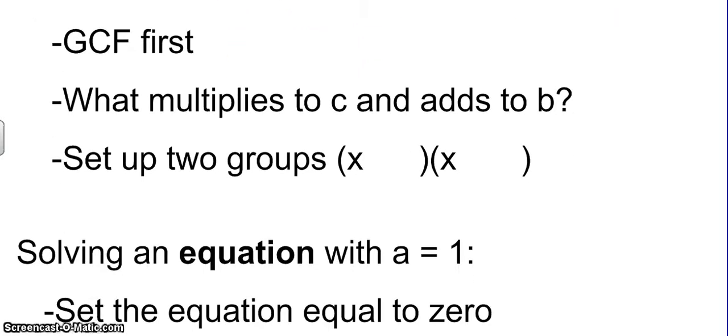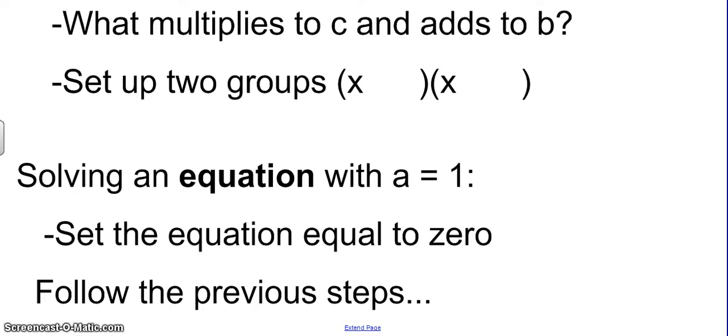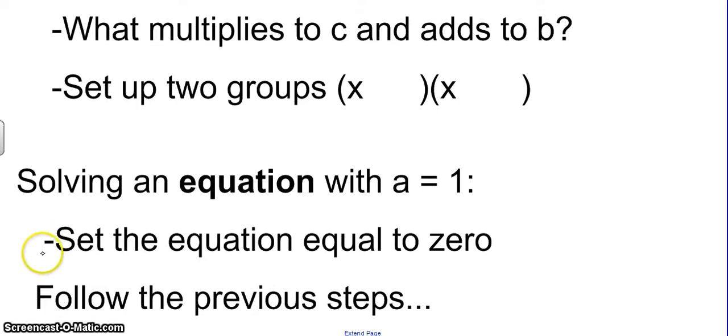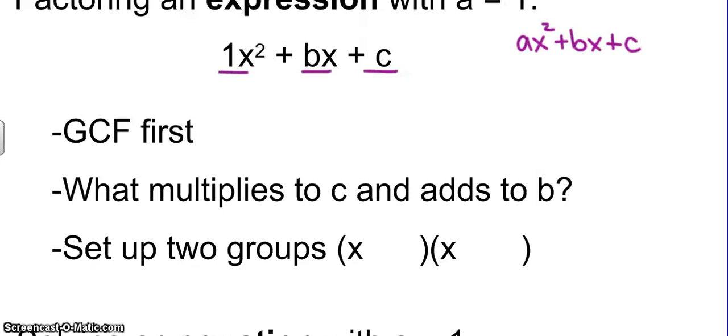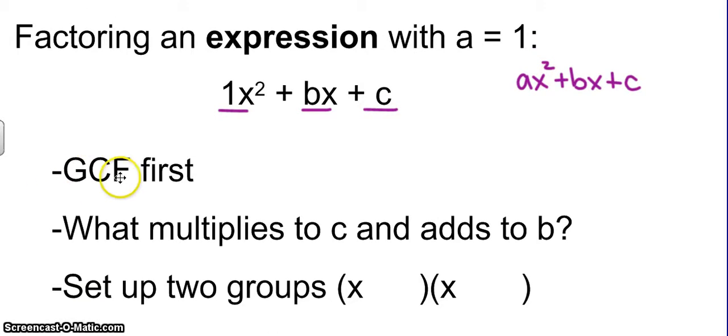Please note that it'll be the same when you need to solve an equation with your leading coefficient of 1, except the first thing you want to do is make sure your equation is set equal to 0. Okay? Then you're going to look for a greatest common factor, always a good first step. Then you're going to ask yourself what multiplies to c and adds to b. So what makes this number by multiplying and this number by adding? Set up your two groups and factor.